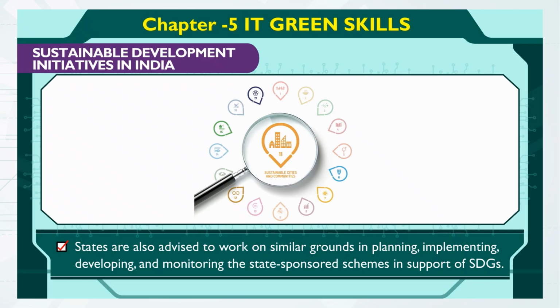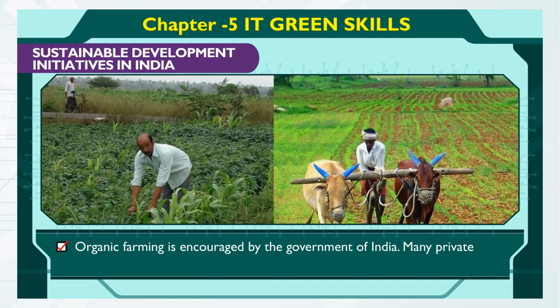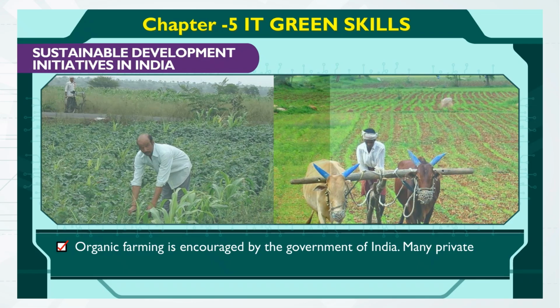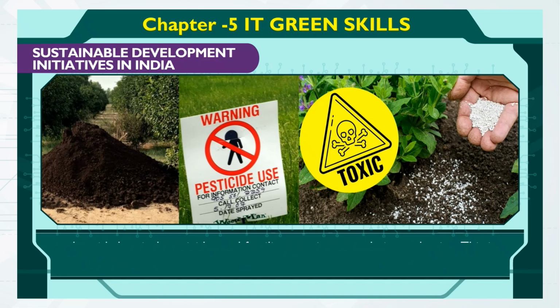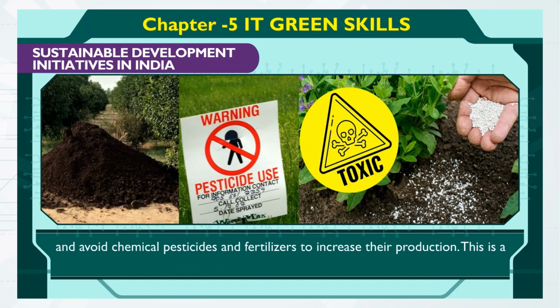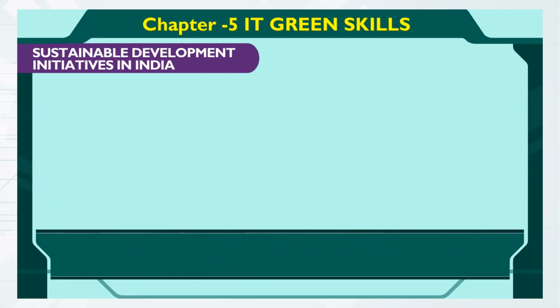Organic farming is encouraged by the Government of India. Many private sectors are now coming forward to help farmers grow crops using cow dung and avoid chemical pesticides and fertilizers to increase their production. This is a true example of sustainable development.